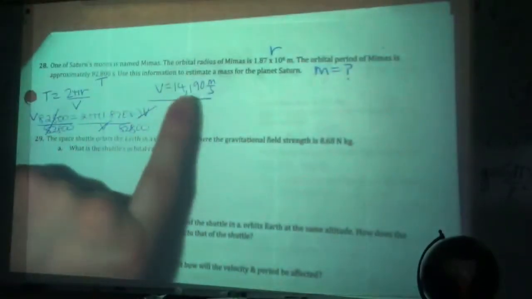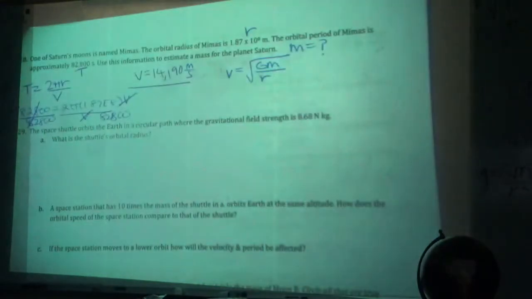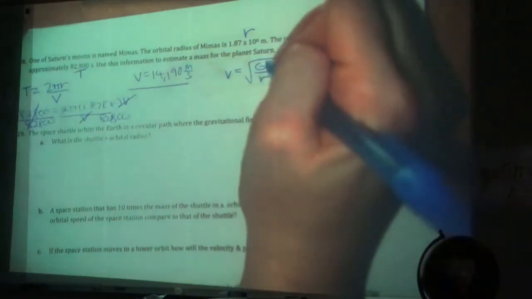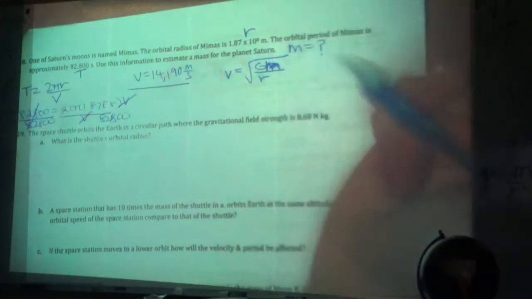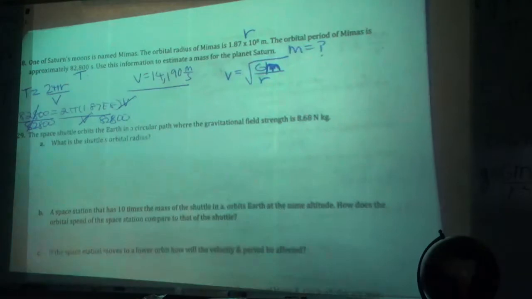Now that's not my answer. That's just the first step because that was all I could find with the period. Now that I have velocity, I can find my mass by using my velocity equation, square root of GM over r. It's going to save you so much time and typing to rearrange first and then plug in your numbers. If we're trying to get M by itself, the first thing we need to do is get rid of the square root.